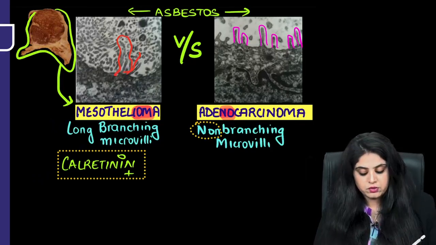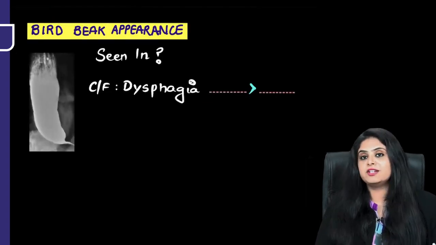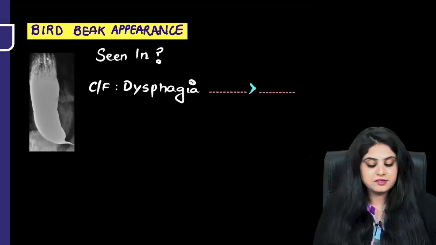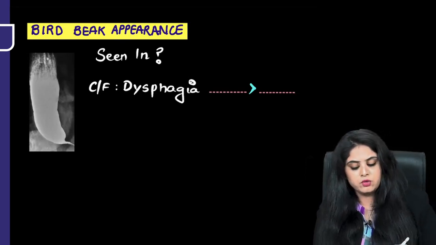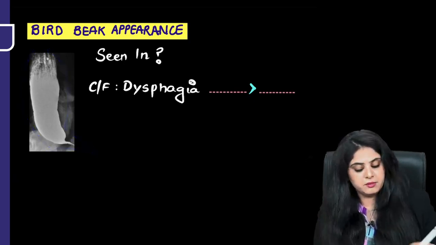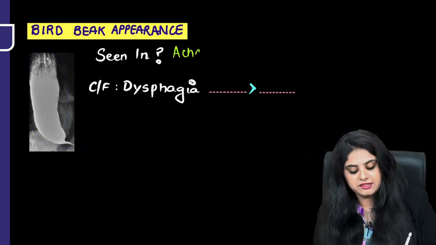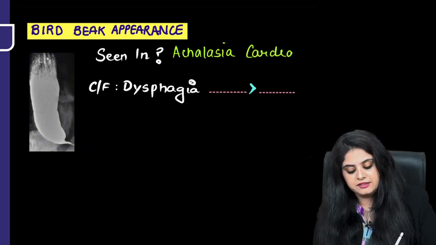Now, what do we move on to next? As I will show you, you will know that we are going to move on to the very famous GI and hepatobiliary system. So, the first one is in front of you. It's a barium study. Barium study showing you what? The very famous bird beak appearance. And bird beak appearance is seen in a disease known as achalasia cardia. It is seen in achalasia cardia.